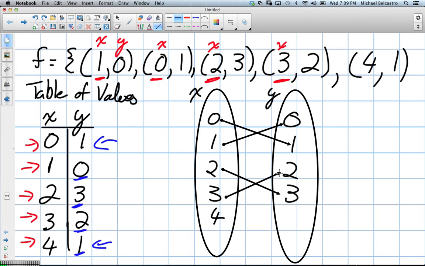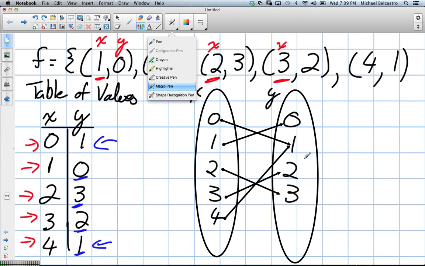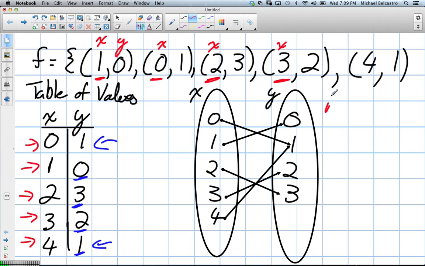And what's 4 attached to? 1. So we have to draw another arrow to that number 1. So even though there are technically 2 values of the number 1, we only write it once and we just have 2 arrows going to it. But that's not a function, right? We're going to just figure out if it's a function or not. I'm going to show you why. So this is a mapping diagram.